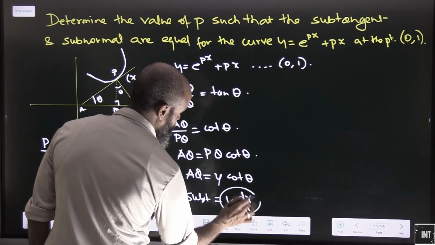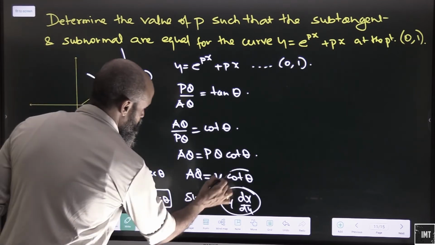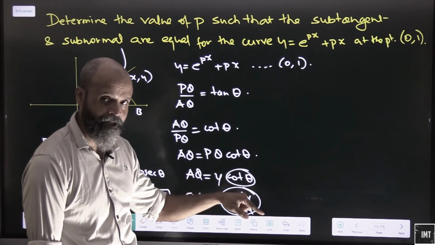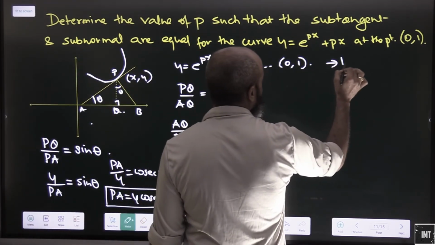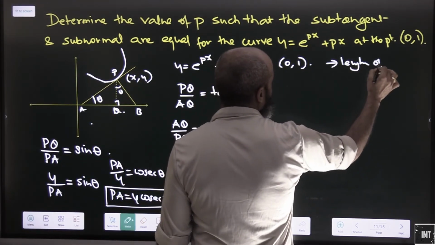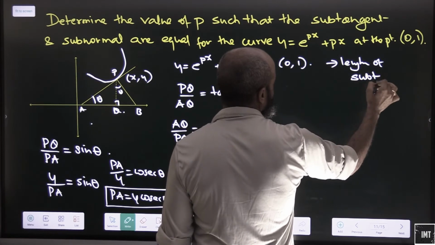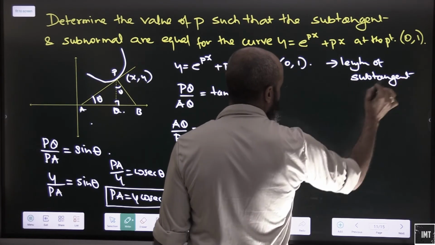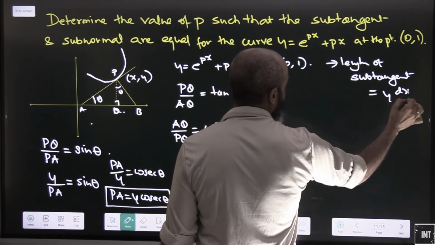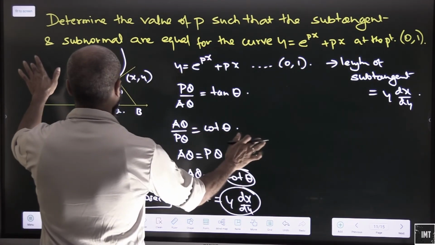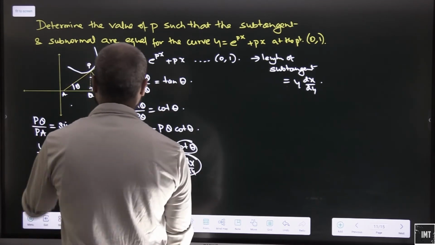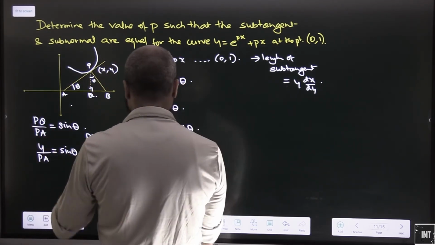Yes, this will be the subtangent, because tan theta we know is dy by dx. So cot theta will be dx by dy. So the length of the subtangent is equal to y dx by dy. In the same way, if we calculate the length of the normal, this will be QB, right?